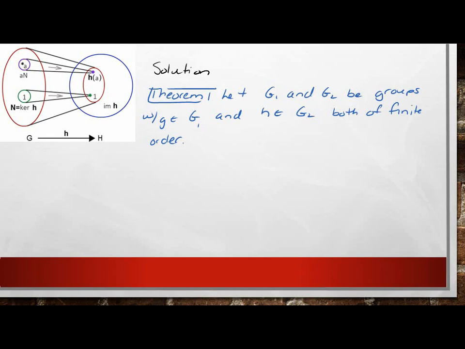So if we have G1 and G2 finite groups, with G in G1 and H in G2 both of finite order, then the order of an arbitrary element (G, H) is going to be the LCM, least common multiple, of the order of G and the order of H.